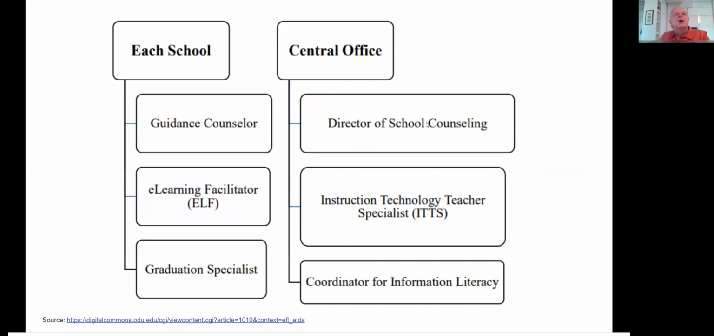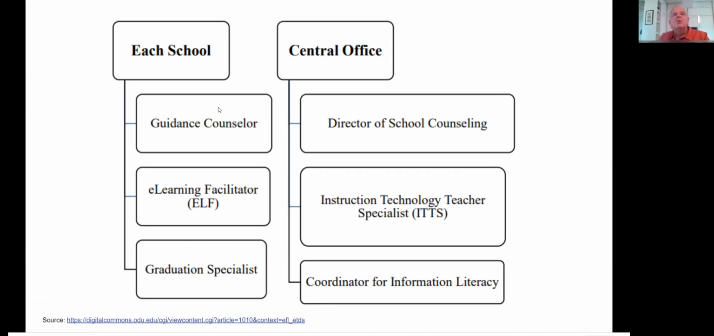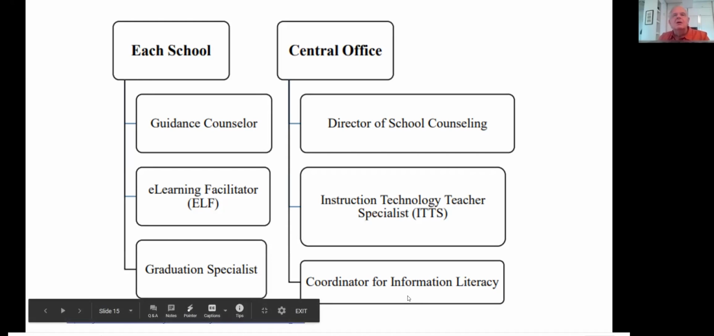Okay, now what happens when you have a central office that's doing its thing, and here you are at the school level doing your thing? So now we're getting to a hybrid organization, right? So the school, this is you running the school, you have a guidance counselor, you have an e-learning facilitator, you have an advisor, they're all reporting up to you.